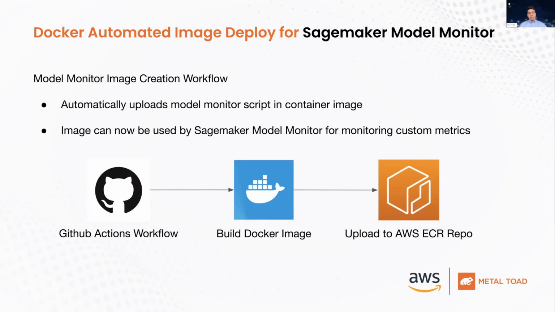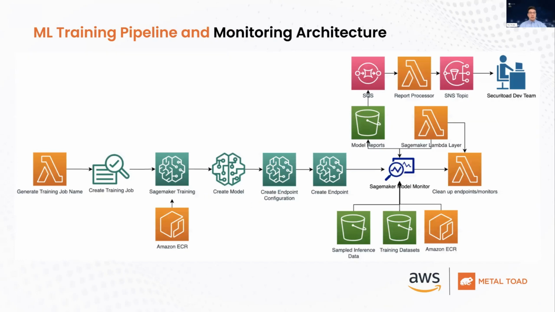So now that we have the model monitor script ready, we need to factor it in to our deployment pipeline. So we built out, as part of the ML training pipeline, a step for SageMaker model monitor creation and automated cleanup for old endpoints and resources. I'll guide us through each step of the pipeline, starting from the left, and explain their features and what they do to add to the SecureToad product.